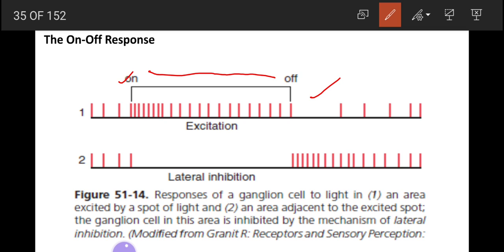The lower tracing is from the ganglionic cells that are present lateral to these cells. These are present where the light is shown when the light is turned on. Because of the lateral inhibition, there will be no signals. So when the light is turned off, opposite effects occur. So these records are called the on-off response to the light.